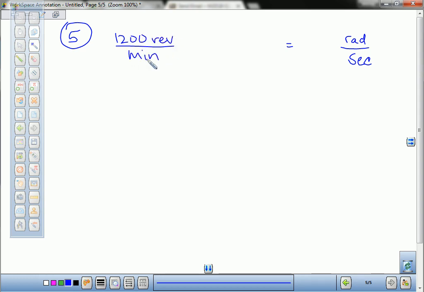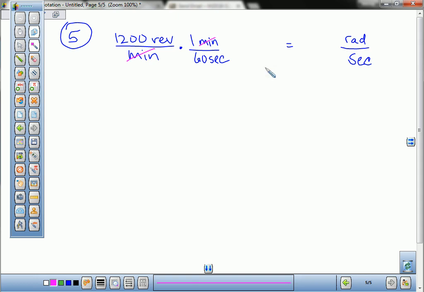So the easy conversion is minutes to seconds. 1 minute equals 60 seconds, so 1 minute over 60 seconds. Now I am good with my unit for time. Now how do I turn revolutions into radians? We know 2 pi radians equals 1 revolution.